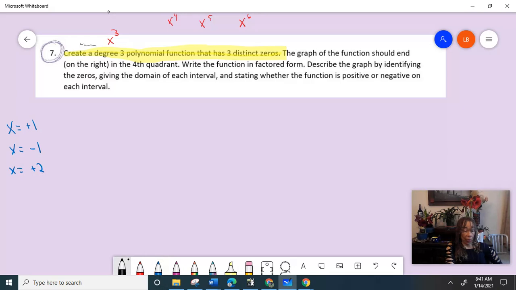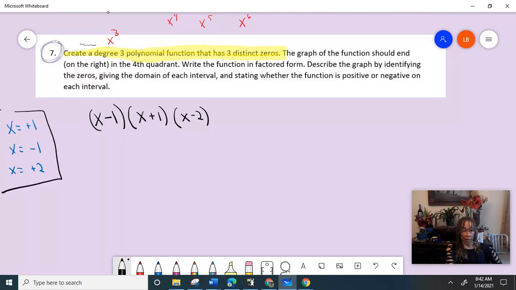And what factors go with those? Well, I'm going to have x minus 1 for the first one, because that would mean that x minus 1 equals 0, x equals +1. And my second factor is going to be x plus 1, because if x plus 1 equals 0, then x equals -1 right there. And my third one is going to be x minus 2, because if x minus 2 equals 0, x equals +2. So there I've got my 3 distinct zeros, and I have created a degree 3 polynomial function with 3 different zeros. So that part is done.